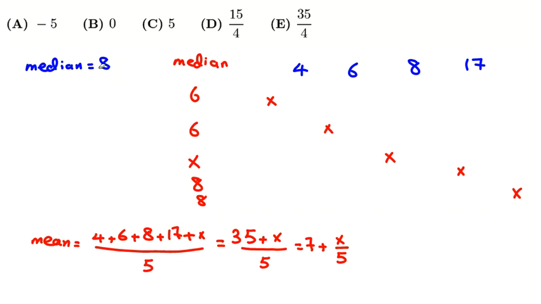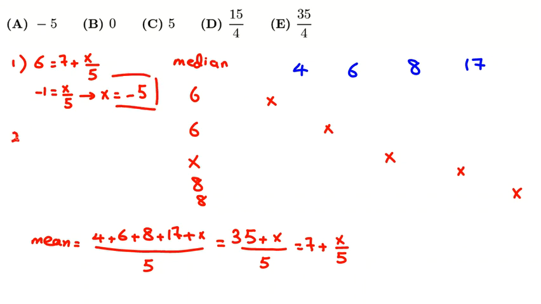Now let's consider the cases. Case 1, the median is 6. So 6 equals 7 plus x over 5. So x over 5 is -1. So x is -5, which satisfies this because -5 is here. So we found one x. Next case, the median is x. x equals 7 plus x over 5. We can multiply by 5: 5x minus x, 4x, equals 35. So x equals 35 over 4, which will be 8 point something.